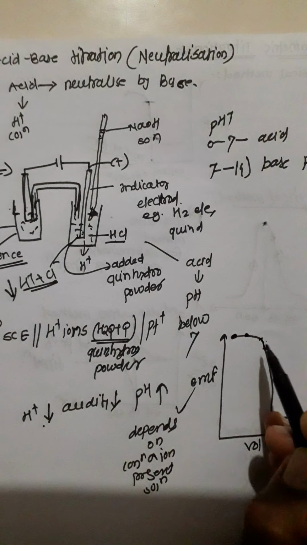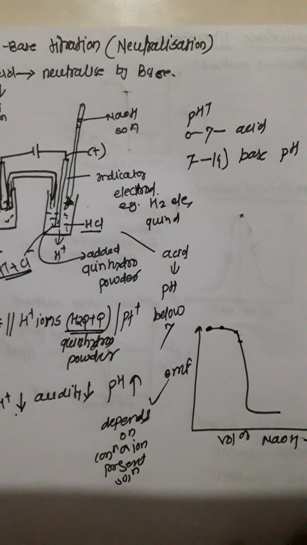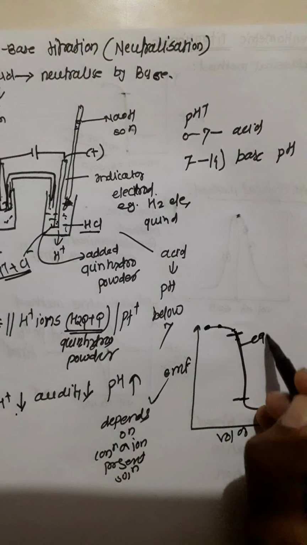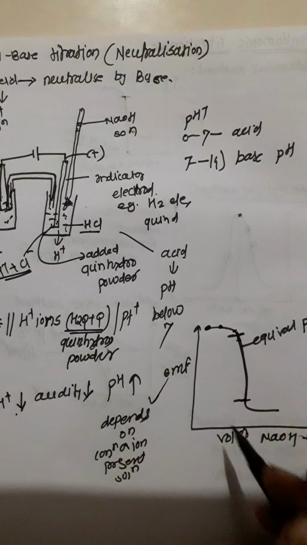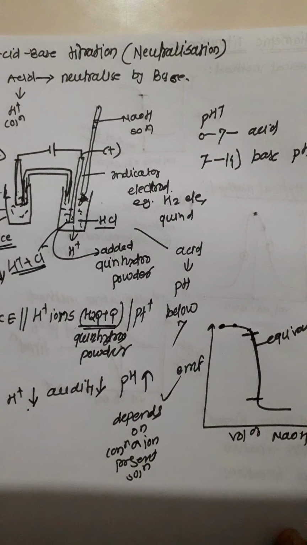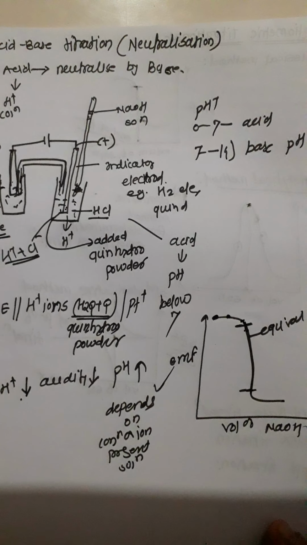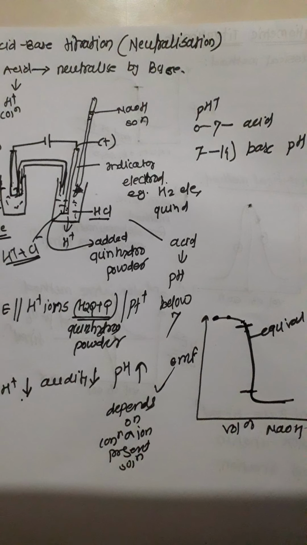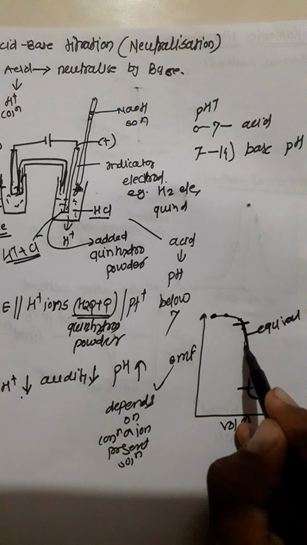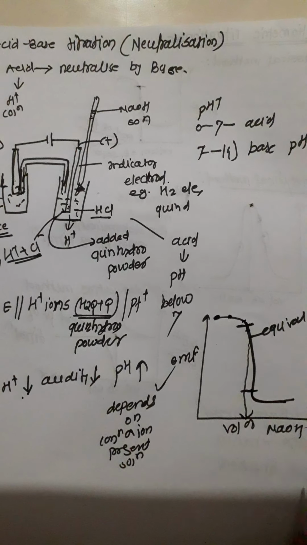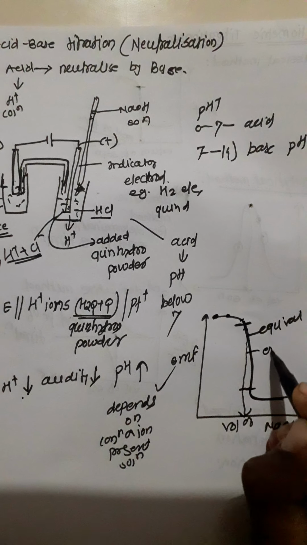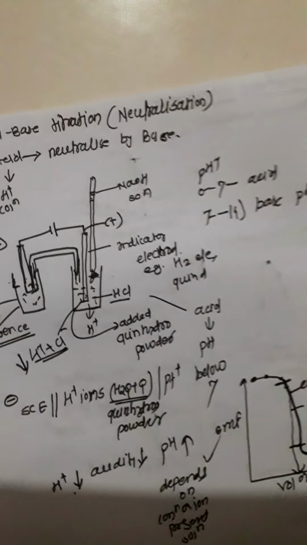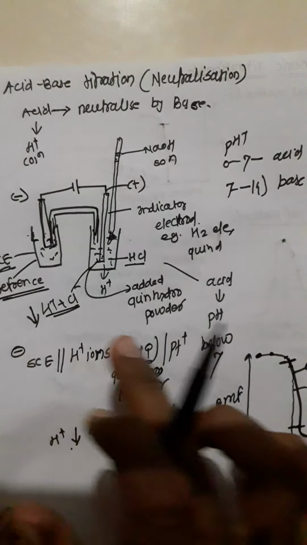Then near the equivalence point, the EMF decreases sharply. This is the equivalence point. After the equivalence point, again the EMF decreases slowly. This is the equivalence point or end point of titration. Whenever the H plus ions decrease, EMF decreases.